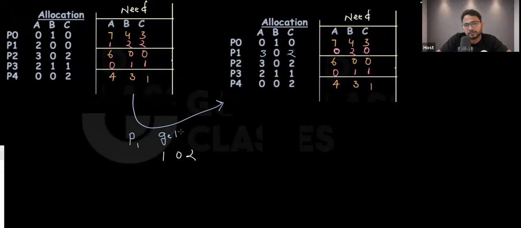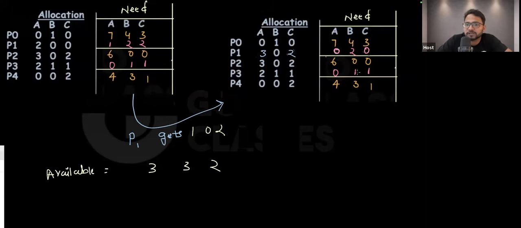P1 gets 102, right? Once P1 gets 102, then the table will be modified like this. Now you need to do the same thing. Okay. What is the available? Available was 332. Okay. Let's just quickly do the same thing. Available was 332. Can you fulfill anyone's need? I think you can fulfill this, you can fulfill this, right?